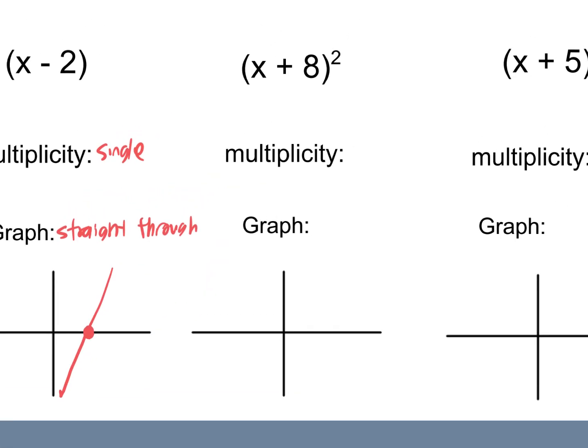Compare that to x plus 8 to the second power. We can consider this a double, and the graph is going to bounce off of that point, just like if we had a transformation of shift left 8 and bouncing off of that point, okay?